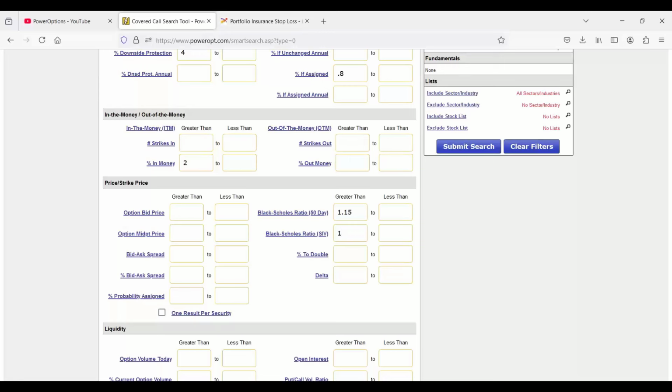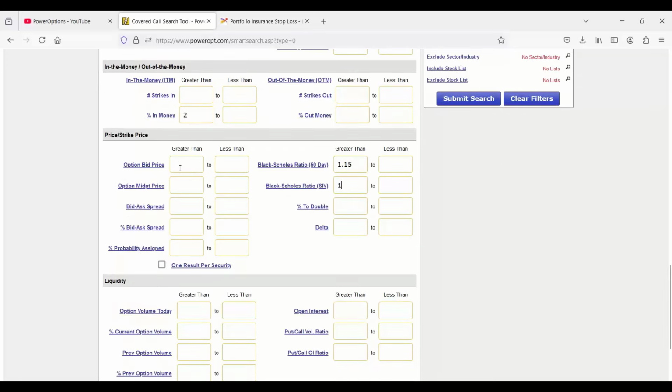Now, real quick side note, anytime any investor, PowerOptions user, subscriber, trial member, calls up and says, I want to find the most overvalued options, I want to find the options with the highest implied volatility, that's not always the best thing to enter. You want to factor in other details. And one of those subtle details is I want to look for something that has an option bid price of at least greater than 0.